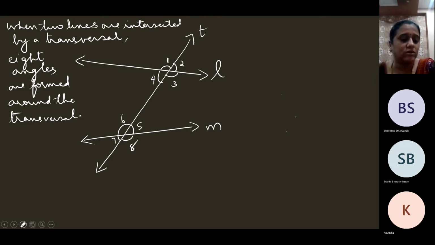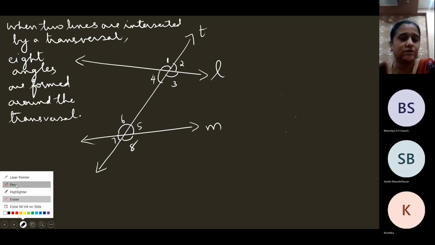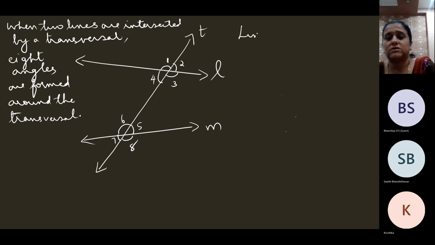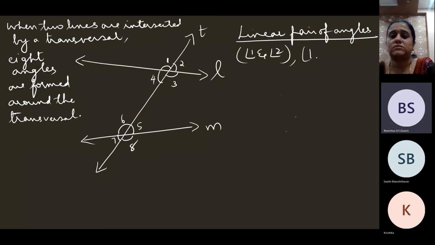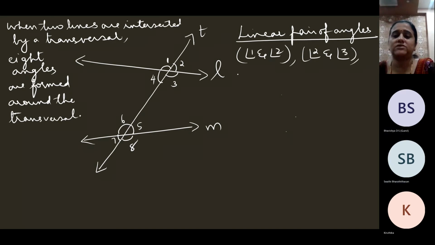Now, since we spoke about linear pair of angles, we'll write down the different pairs we see here. Tell me the different pairs, children. I'll start: angle 1 and angle 2, then angle 2 and angle 3, ma'am. Then angle 3 and angle 4, ma'am. Angle 4 and angle 1, ma'am. Again, you'll go back to 1 and 2.